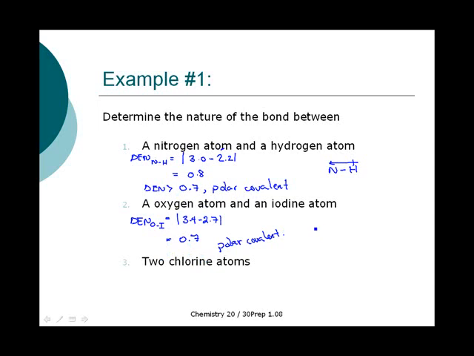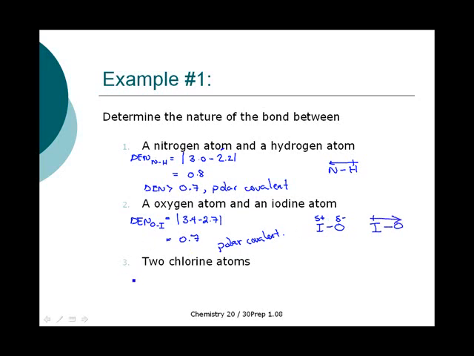And if we were to draw it, since oxygen is more electronegative, and it doesn't matter the order, if we go like this, we can say this end is slightly positive, this end is slightly negative. The other way to represent it is that way.